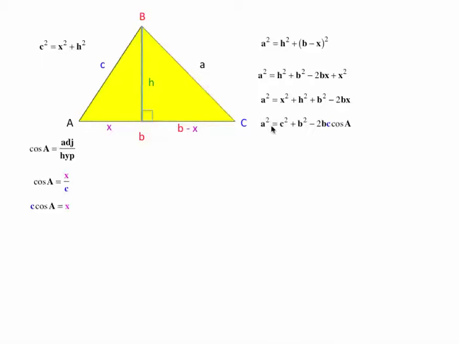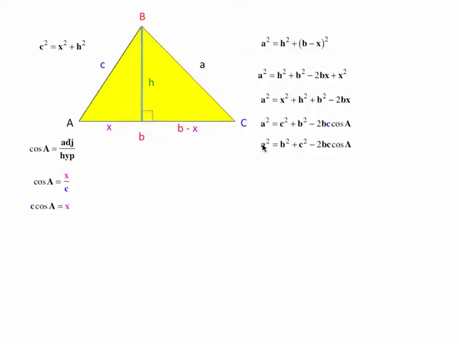Okay, so I end up with a squared is equal to c squared plus b squared minus 2 times b times c cos A instead of b times x. Okay? Now, that's pretty much the equation. I'm just going to organize. I'm going to put the b first. So we have a squared is equal to b squared plus c squared minus 2 times b times c times cosine of A. All right, and that's the cosine law.